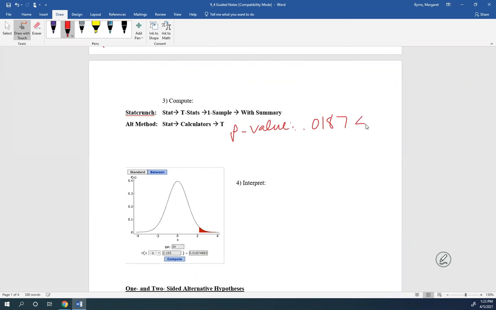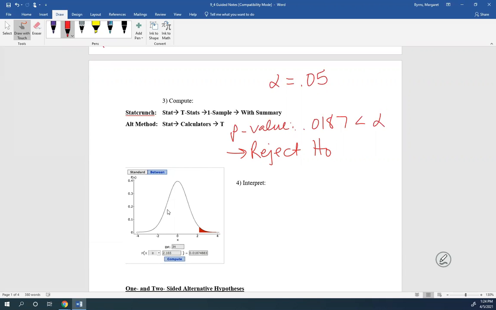0.0187, and notice that that is less than our significance level. Our significance level was 5% in the original question, okay? So remember what that means. When the p-value is small, that means we reject the null hypothesis. So in this case, we're going to reject the null hypothesis because our p-value is below our significance level.